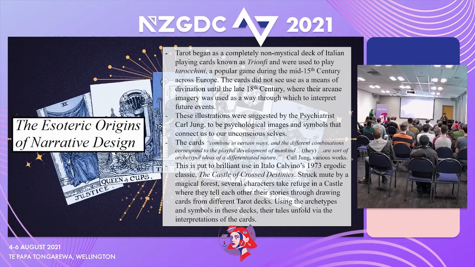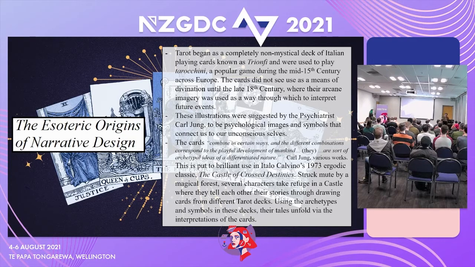So these illustrations on the cards were suggested by psychiatrist Carl Jung to be psychological images and symbols that connect us to our unconscious self. These cards, he says, combine in a certain way, and the different combinations correspond to the playful development of mankind. They are sort of archetypal ideas of a differentiated nature.